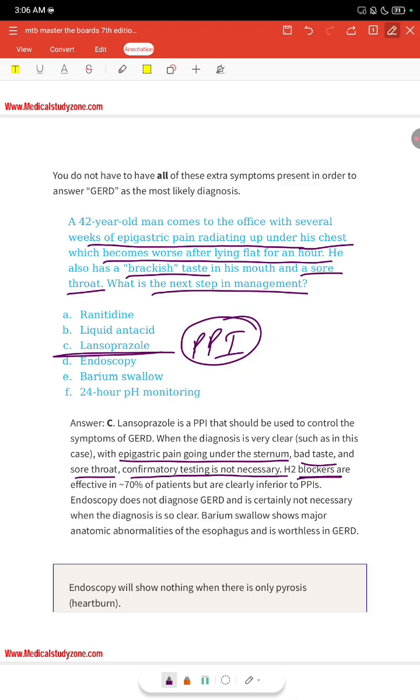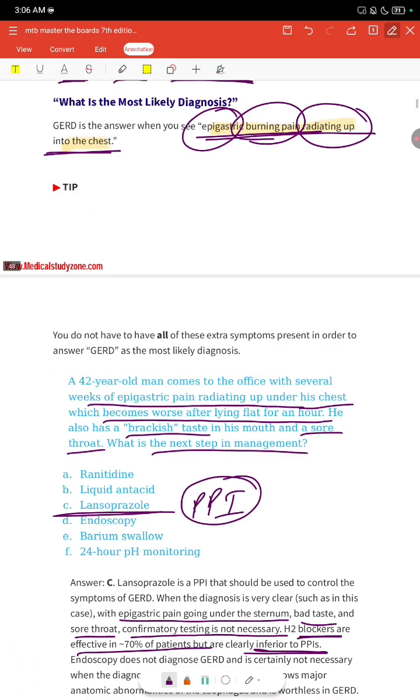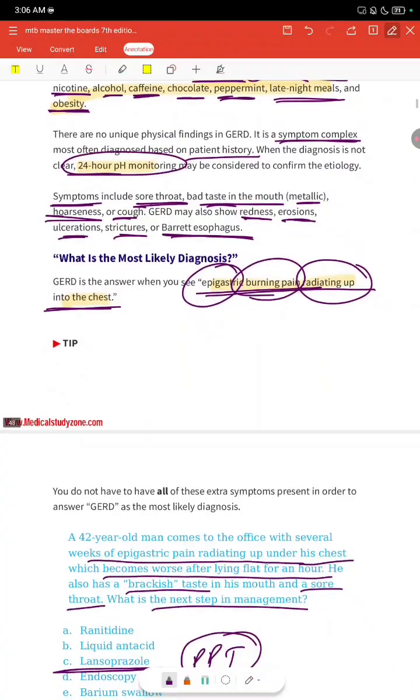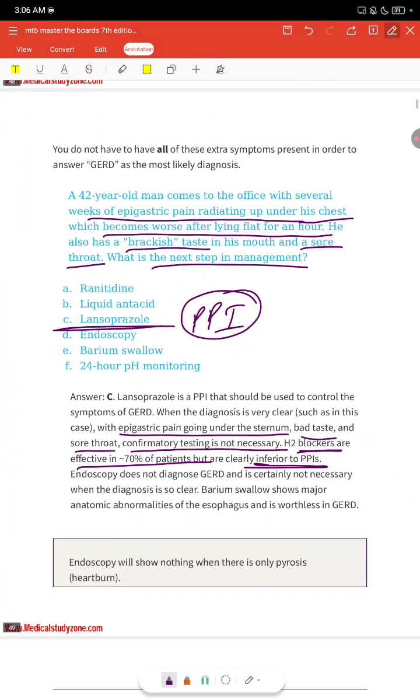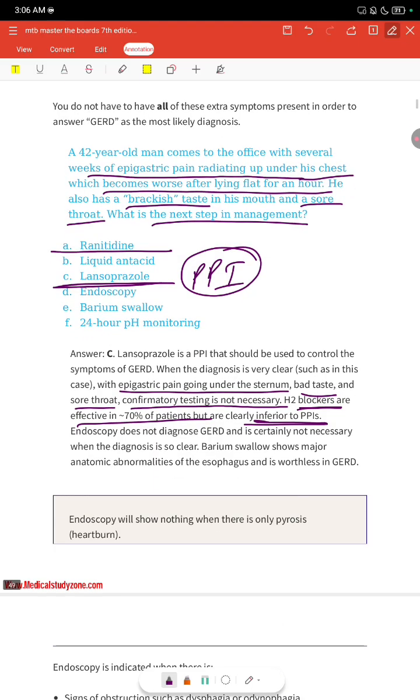H2 blockers are effective in 70% of the patients but are clearly inferior to PPIs. See? So that's the reason that we don't go for ranitidine as a next step in management, because they're clearly inferior to the PPIs. Endoscopy does not diagnose GERD and is certainly not necessary when the diagnosis is so clear. So that's why endoscopy is also the wrong answer here.